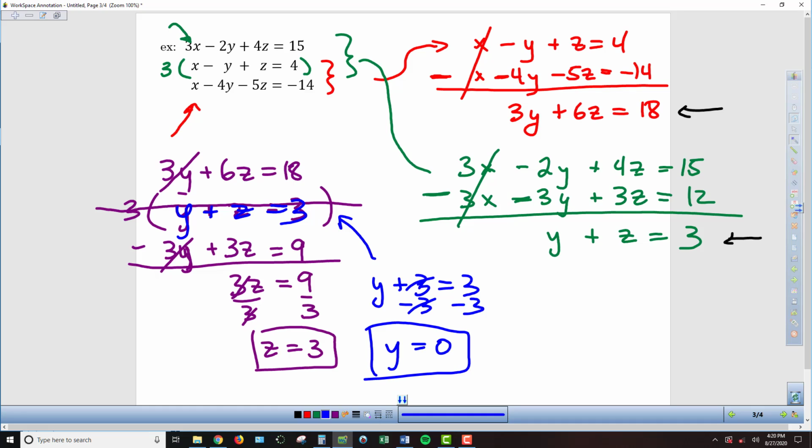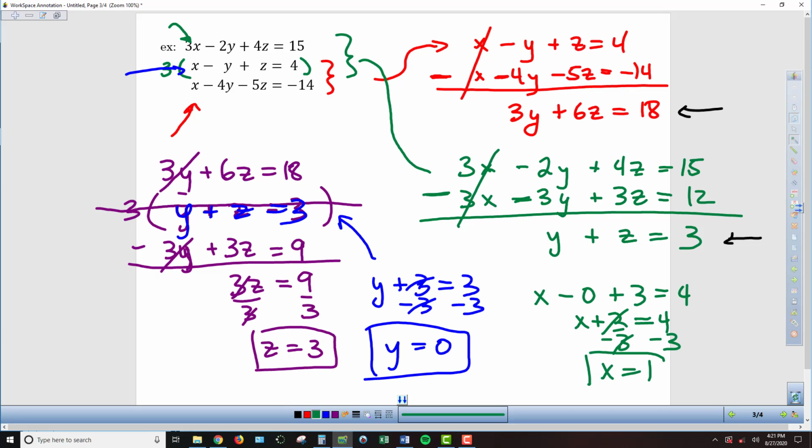And so now I'm just going to go back to any one of the original 3 equations. Looks like this middle one, before we multiplied it by 3, is pretty simple. No coefficients to really deal with. So I'm going to have x minus 0 plus 3 equals 4. Well, that 0 just disappears, so we're really just looking at x plus 3 equals 4. If we just subtract 3 from both sides, or even just look at it at that point, hopefully we see that x equals 1. And so then our ordered triple on this one is going to be 1, 0, 3.